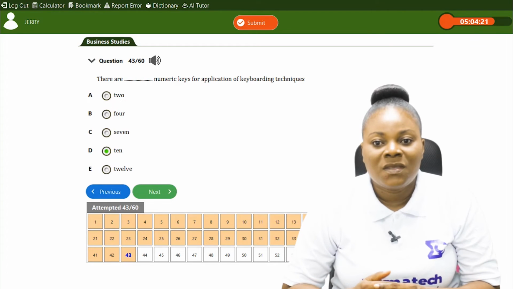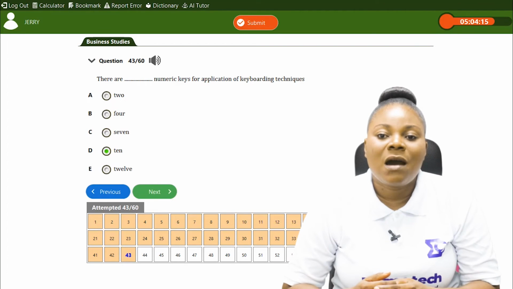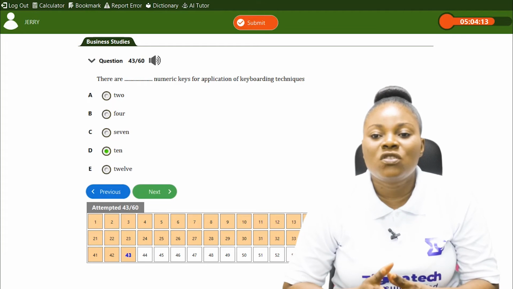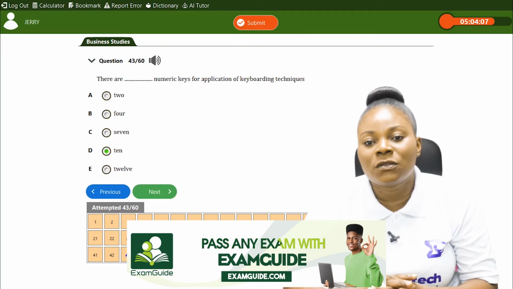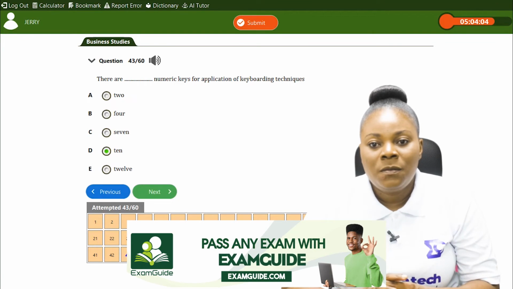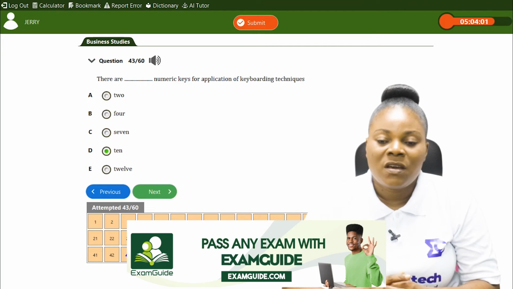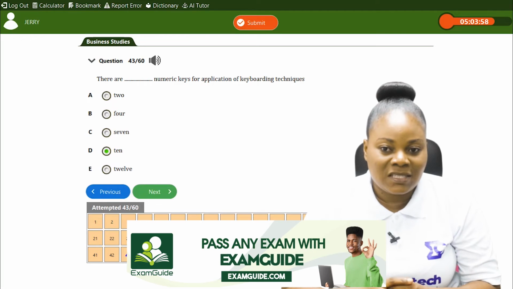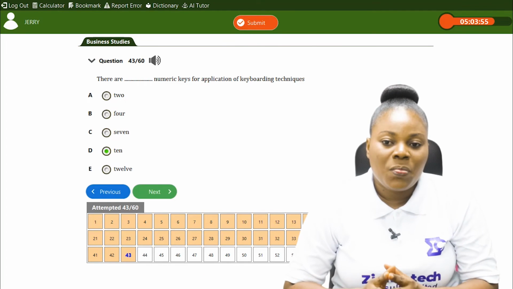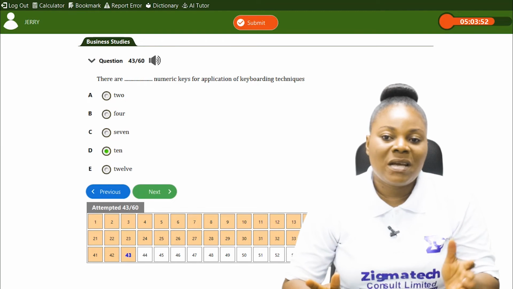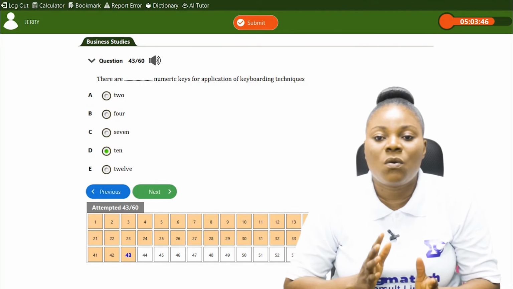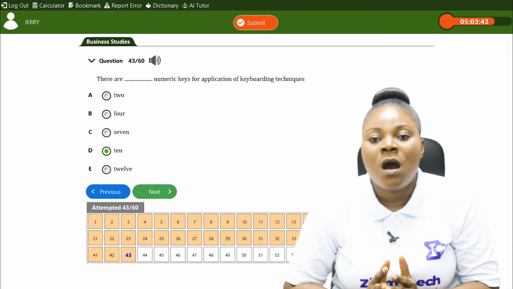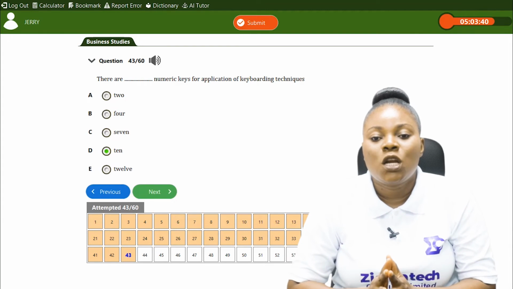Question 43 says, there are dash numeric keys for application of the keyboarding techniques. That means how many number keys do we have to be used on the computer keyboard? Do we have 2 or 4 or 7 or 10 or 12? The total number of numeric keys we have is 10. Why do we have it as 10? On the computer keyboard, you have number 0 to 9. If you count 0, 1, 2, 3, 4, 5, 6, 7, 8, 9, altogether it gives you 10 number keys.